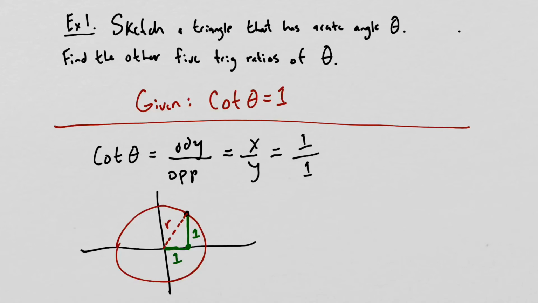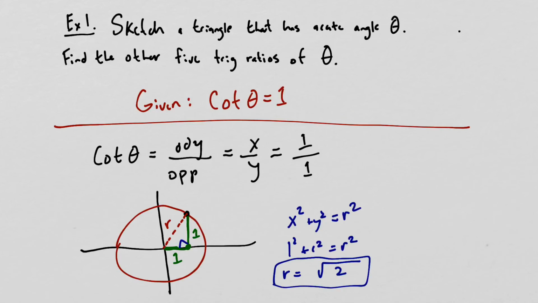We can go ahead and find r, since we know that this is a right triangle, by using the Pythagorean theorem, which means a squared plus b squared is equal to c squared. Or in this case, x squared plus y squared is equal to r squared. This is going to give us 1 squared plus 1 squared is equal to r squared, which means r is going to be equal to the square root of 2. Since the radius of a circle is never negative, we know this is going to be the positive square root.